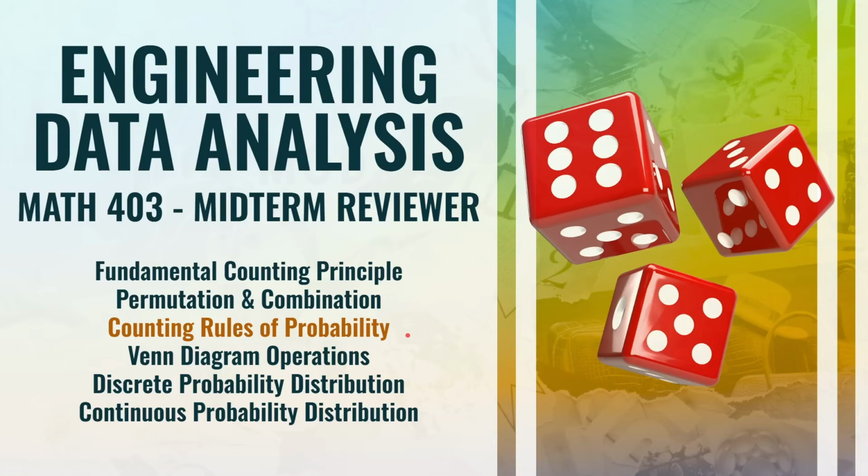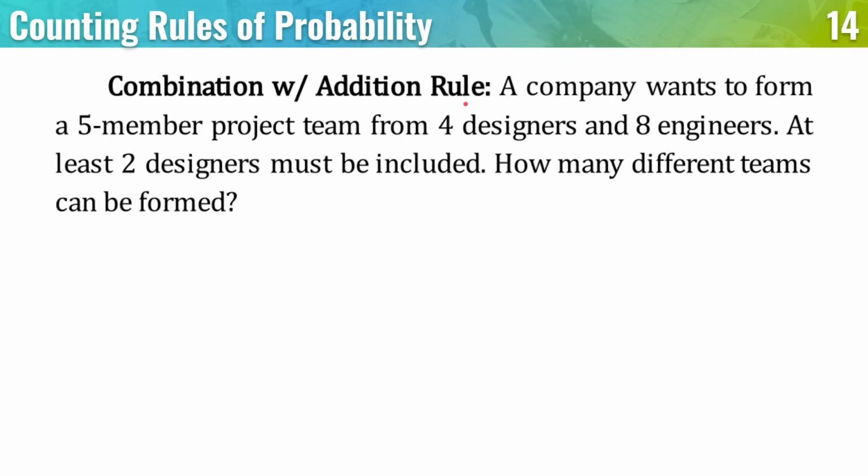Now let's proceed to the counting rules of probability. We've already used 2 of them, the rule of multiplication and the rule of division, for counting independent events and for eliminating repeated events, respectively. So the next one is the addition rule. Let's use it with combinations. Number 14. A company wants to form a 5-member project team from 4 designers and 8 engineers. At least 2 designers must be included. How many different teams can be formed?